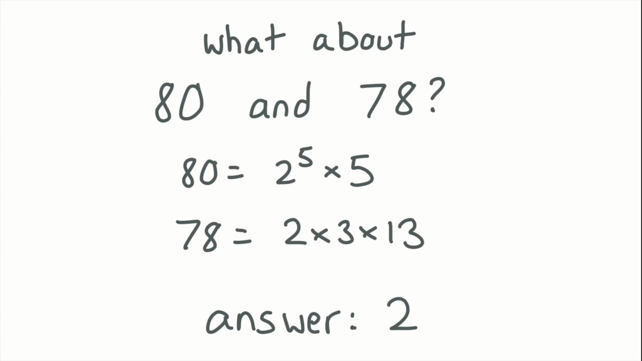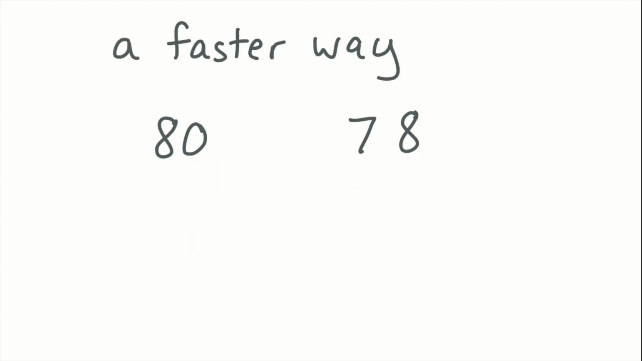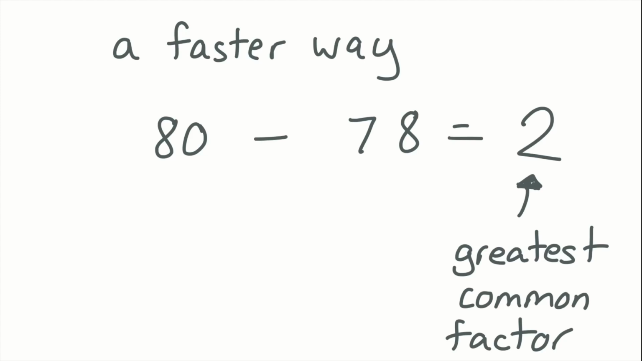But it turns out that to find the greatest common factor of two numbers, you don't need to factor either of the numbers. You can do something much simpler and much, much faster. It runs in log time. And so the faster way, if I was calculating the greatest common factor of 80 and 78, what I would do in practice is this: well, 80 minus 78 is 2. And so the answer is 2.